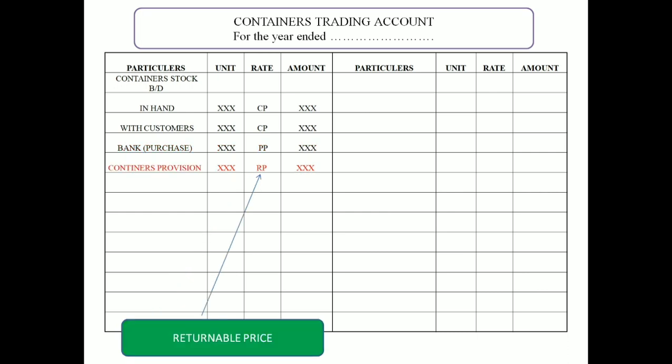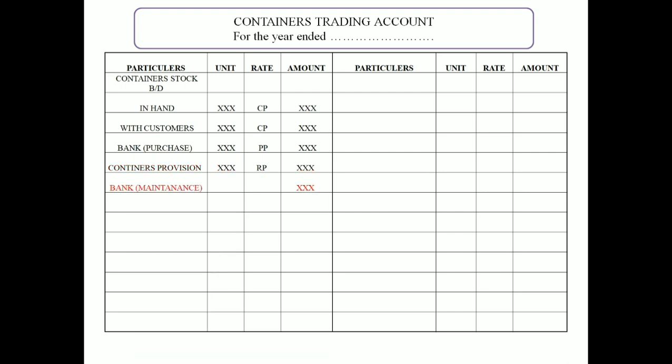Then another one is the containers provision. Containers are sent to the customers, and the provision for containers you have to calculate on the basis of RP, that is called the returnable price. Containers provision is calculated on the basis of the returnable price.